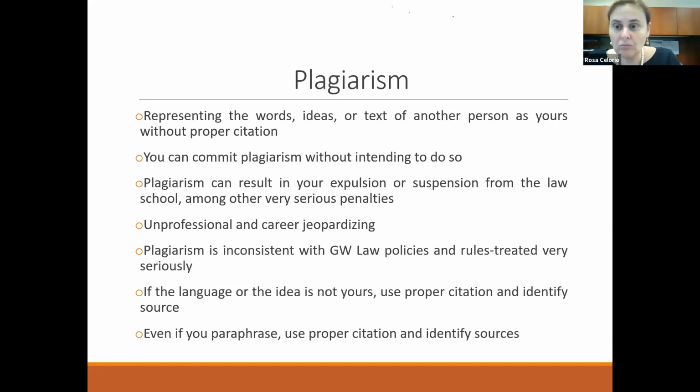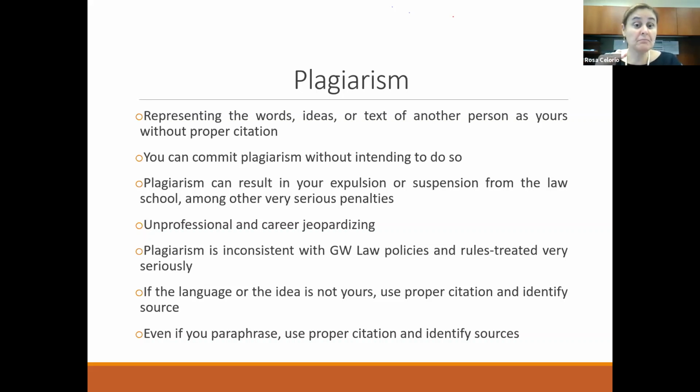And I know that most of you are not going to do this, right? It's just that it's important to send the message that the consequences are very, very serious if you do commit plagiarism. You can be expelled from the school. You can be suspended from the school. You can actually have problems becoming a member of the bar, or you can be disbarred if you're caught committing plagiarism. So it's something that I want you to take very seriously.